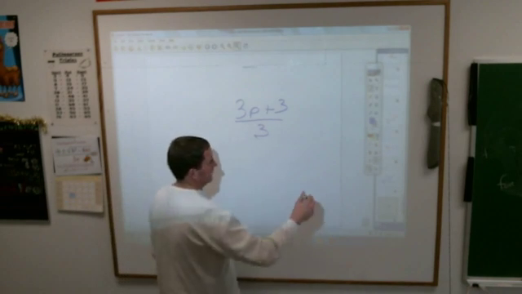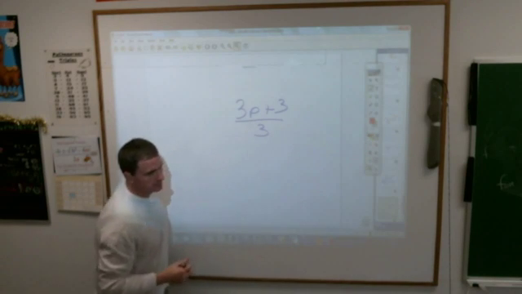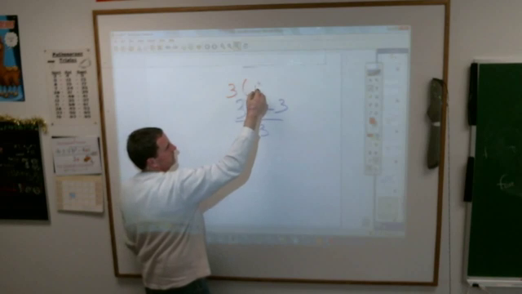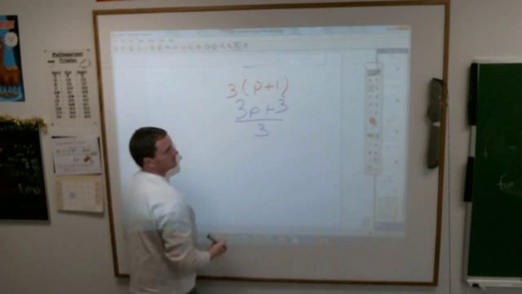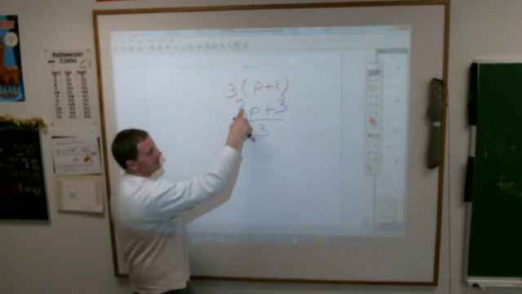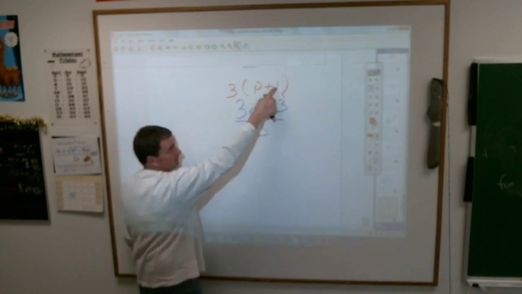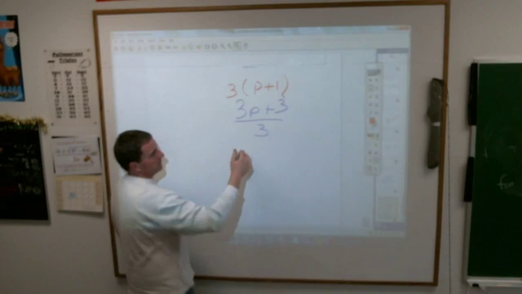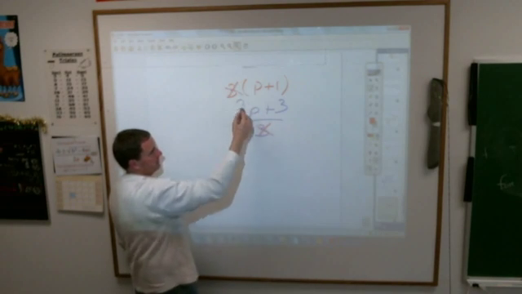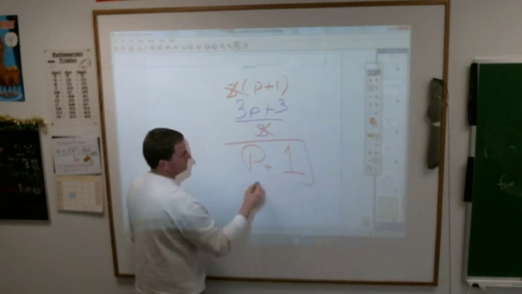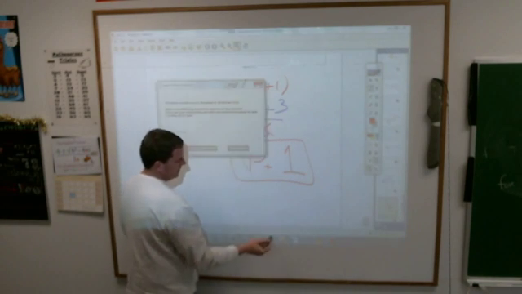Zach Rice, you ended up with? P plus 1. Correct. You factor out a 3, you're left with p plus 1. Why isn't it? Well, because when I take a 3 out of this, I take a 3 out of this, and I take a 3 out of that. 3 goes into 3 one time. You're factoring it out. The 3's cross off, and it's just p plus 1. Finally, something clicks.